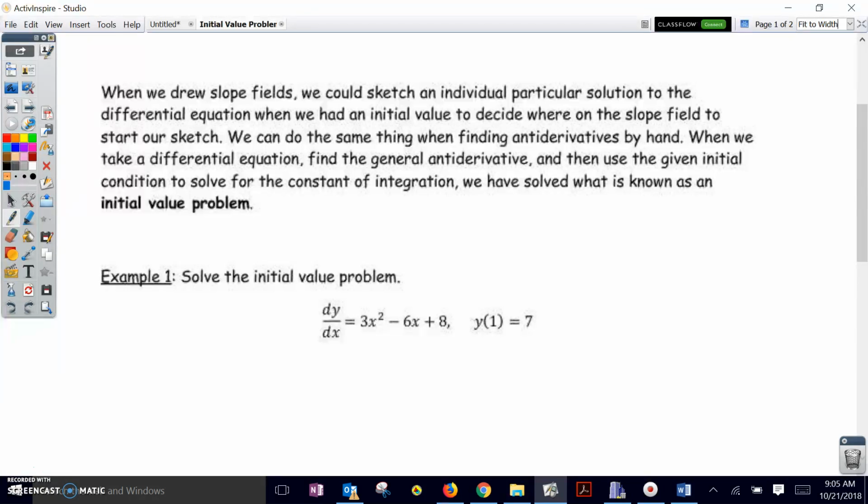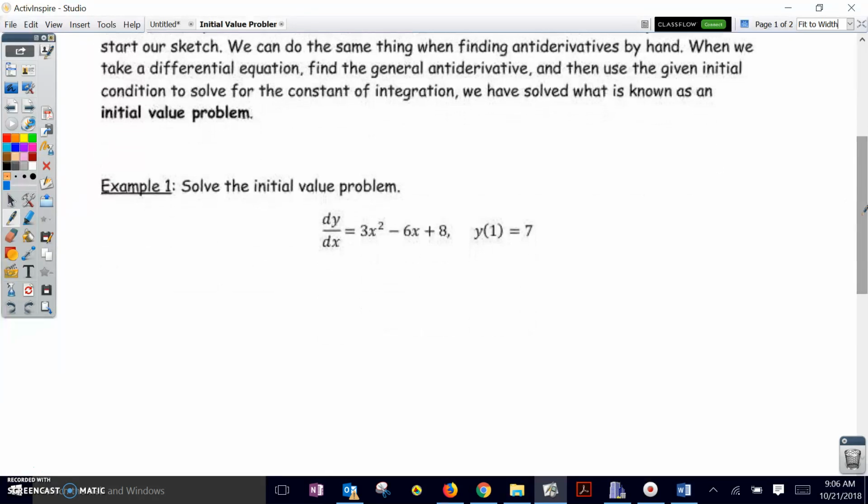We're going to start with a differential equation. We're going to have the value of the function at one point, and then we can find one specific solution curve that has that differential equation as its derivative and that function value as a solution to that equation. So here's how we're going to go about this process.